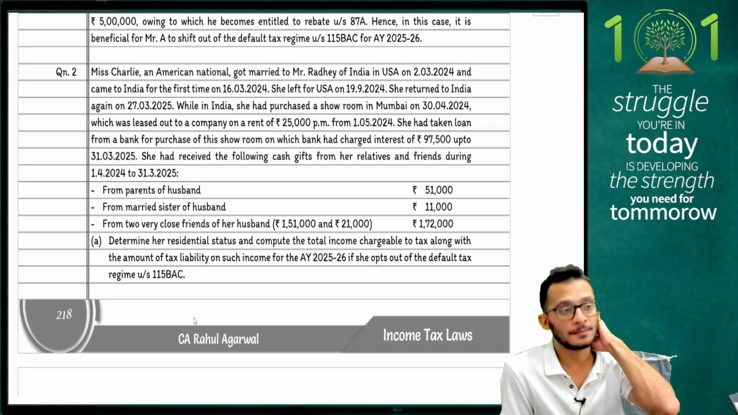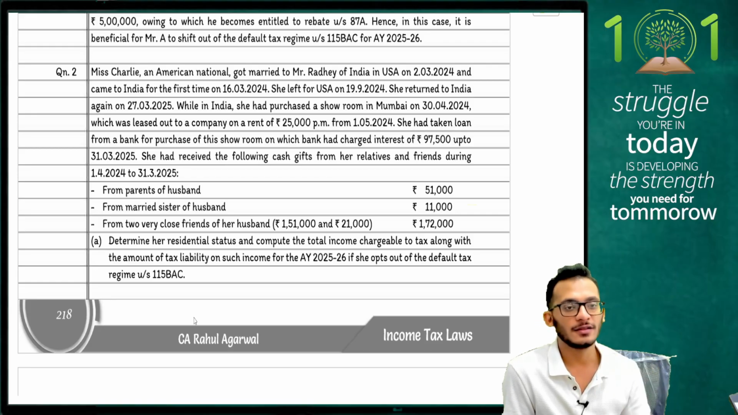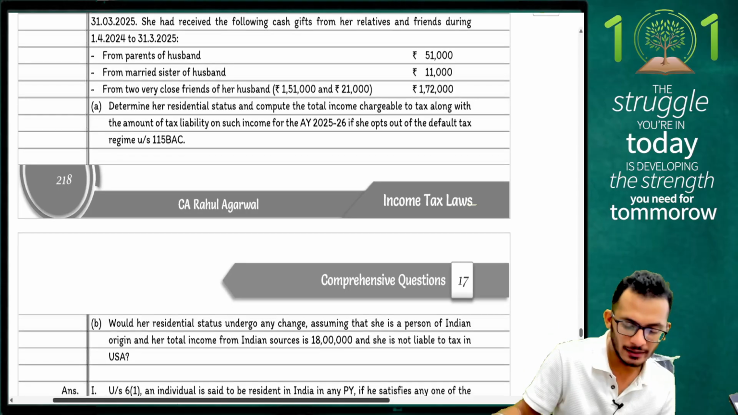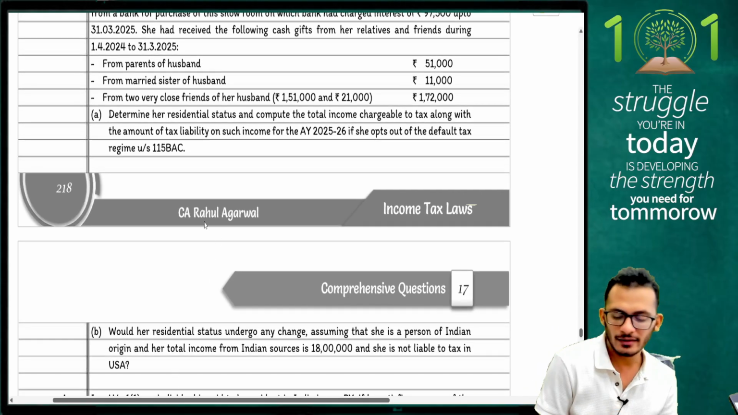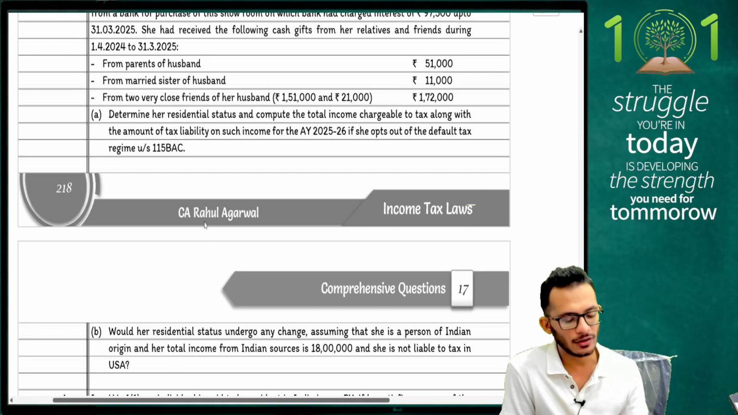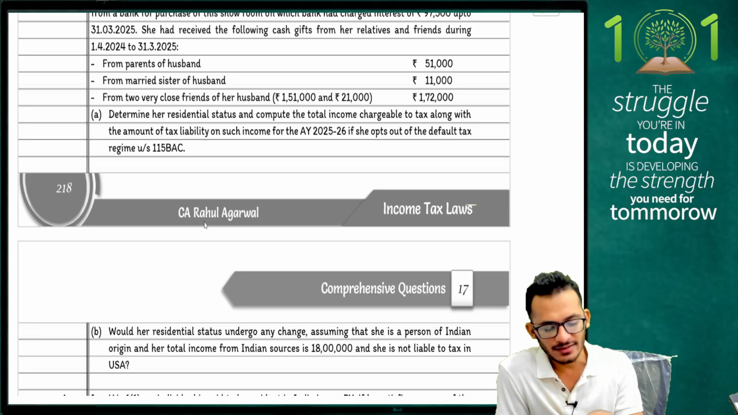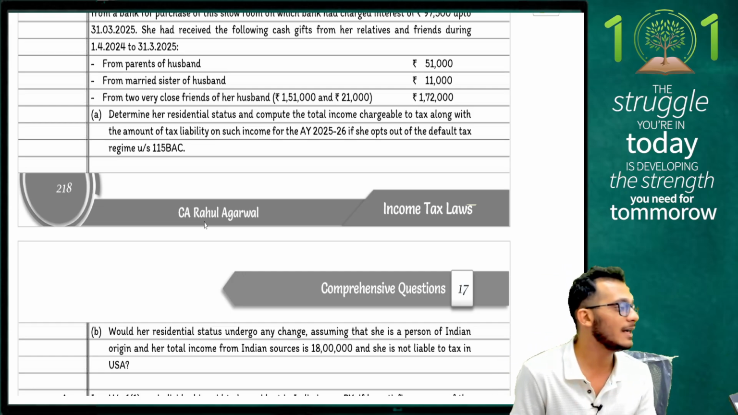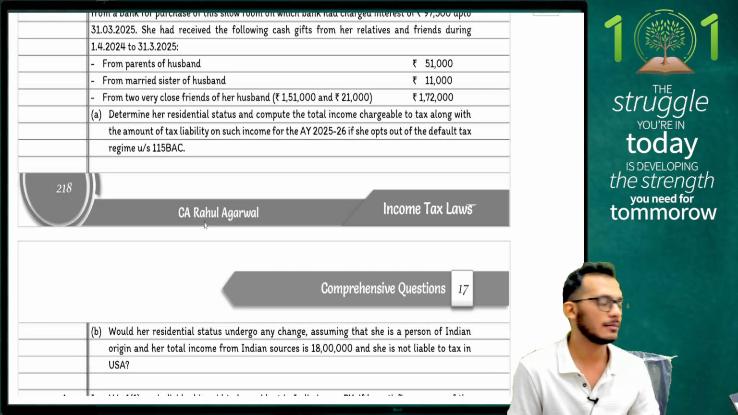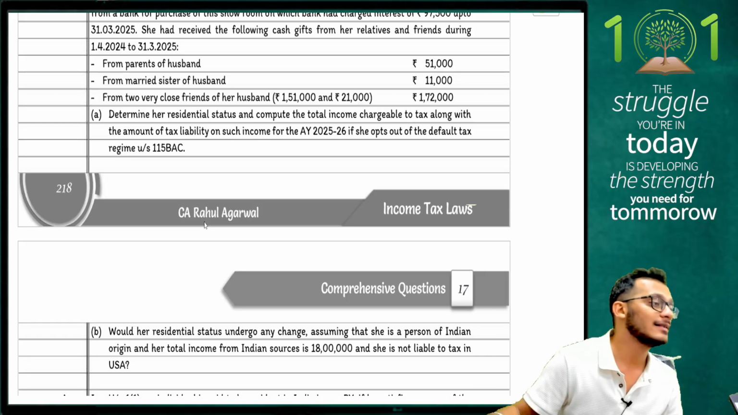Determine the residential status and the total income chargeable to tax for her, along with the amount of tax liability if she opts out of the default tax regime. Person is going for ATR. Would the residential status undergo a change if she was a person of Indian origin and her total income from Indian sources were 18 lakh rupees and she is not liable to tax in India? So two independent questions. Let's answer question number one.